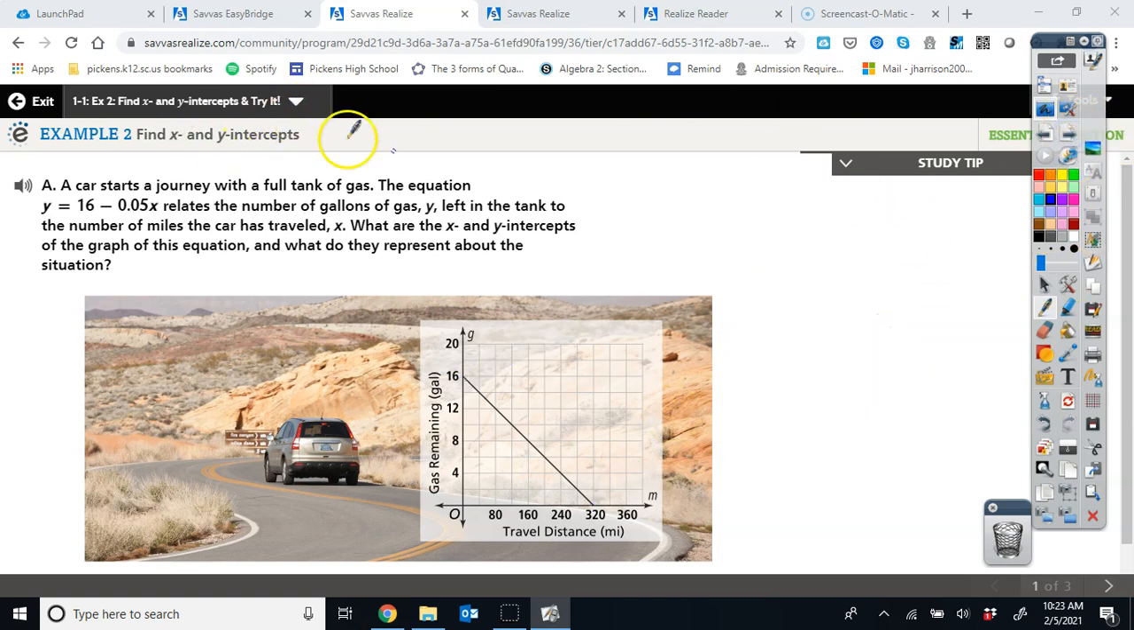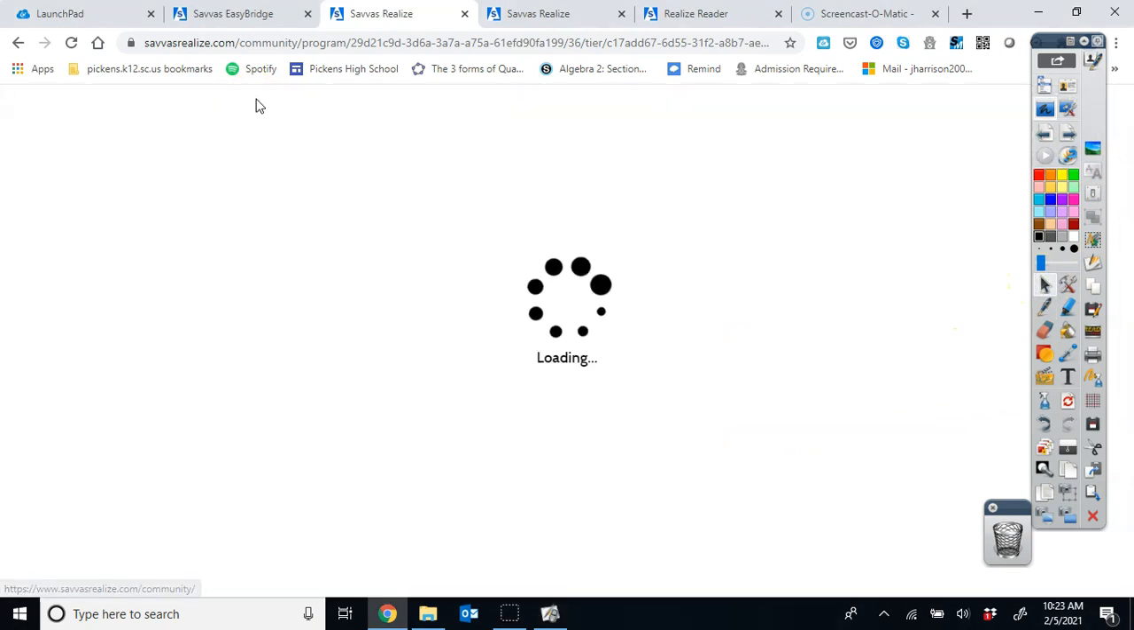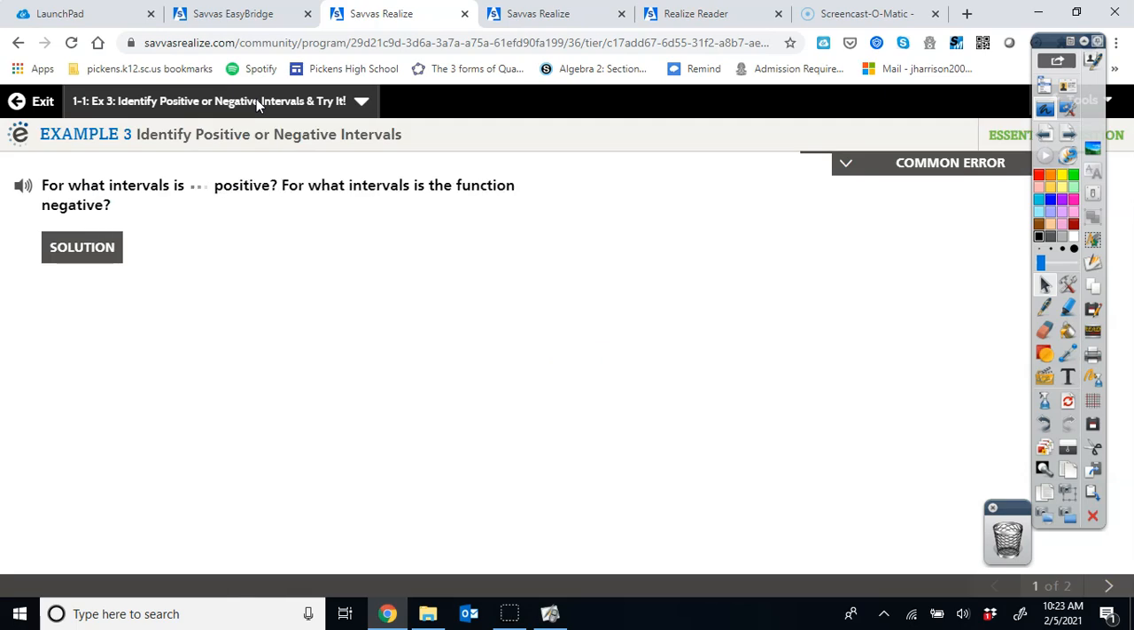All right, moving right along. Let's move on from the intercepts. Identifying positive and negative intervals. Well, what do you mean by positive and negative intervals?